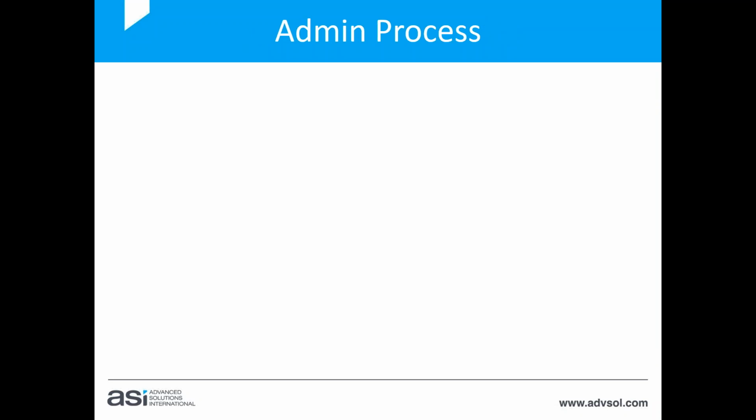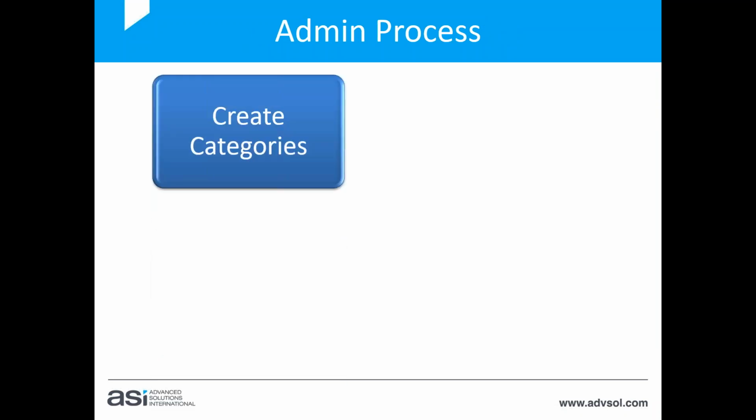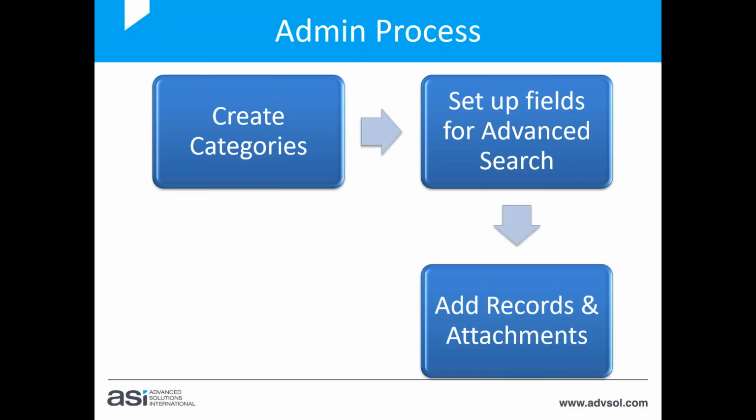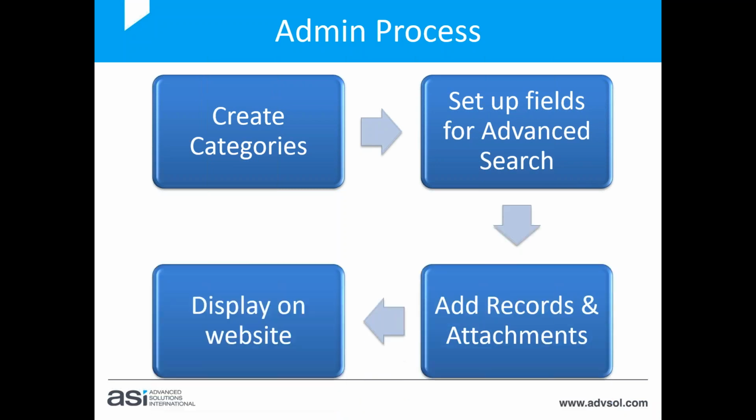So what do you need to do to set up the eKnowledge repository? How does that work? The first thing you will do is create a category or categories. You then need to set up your fields that you want to be searchable. You add your records and attachments, and then they're displayed on the website for your members.